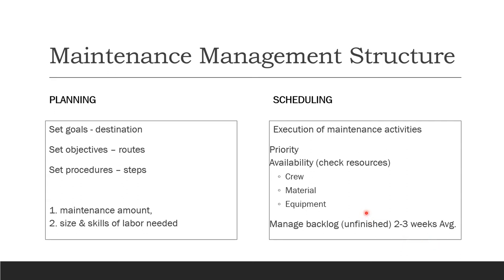Anyway, there's no need to go into details. Maintenance management: we do planning, we do scheduling. When we do the planning, we set the procedure to satisfy objectives and realize the goal, looking at the amount of maintenance, designs, and skills of the labor. For scheduling, we execute whatever you planned, the maintenance activities, by looking at the priority and resources. Also, at the same time, you manage your unfinished work.